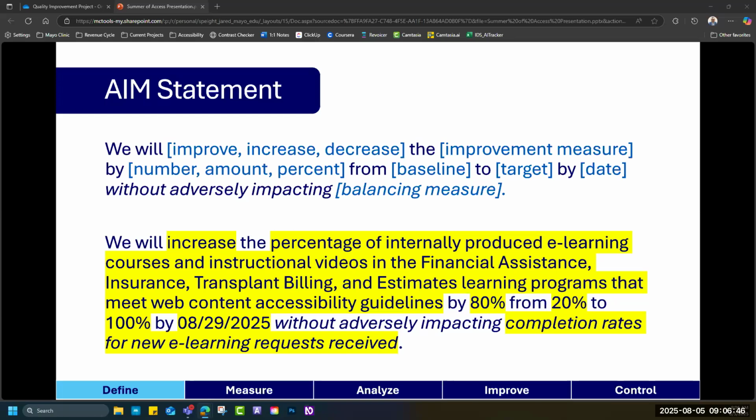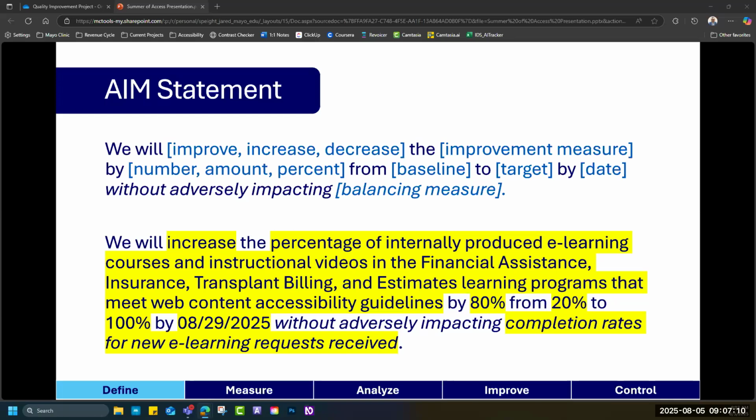Jared's going to talk about our aim statement. As Rachel mentioned, the first thing that we had to do with this project was to actually define the problem. And the way that we did that was with an aim statement. An aim statement is essentially a SMART goal. It's specific about what you want to accomplish. It's measurable, attainable, relevant, and time bound.